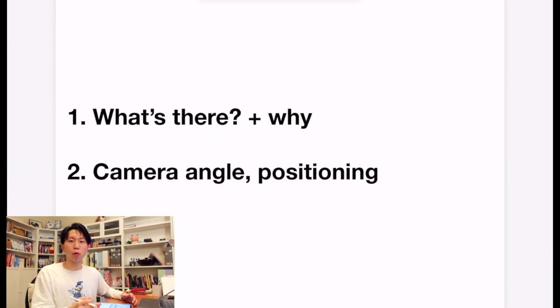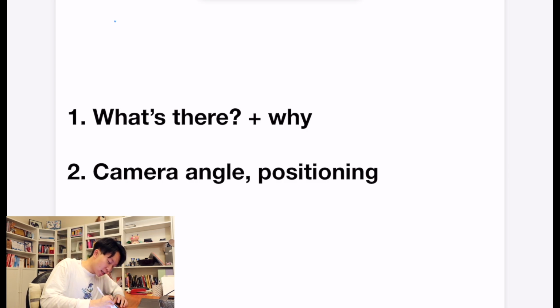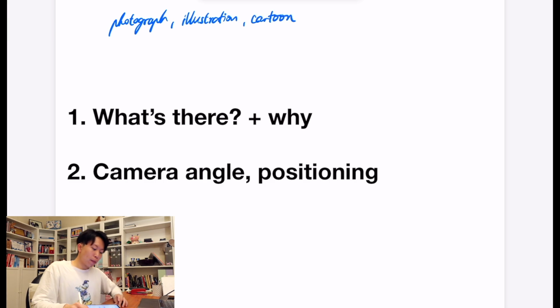To start off with, it's important to identify what form of image the image is. What I mean by that is, is it a photograph? Is it an illustration? Is it a cartoon? They sometimes give you that in the context, but it's really nice to be able to just say that throughout your analysis rather than just repeating image over and over again. It adds a little bit of specificity.